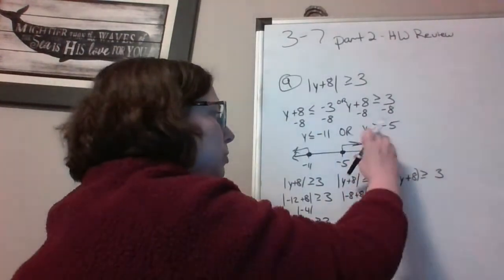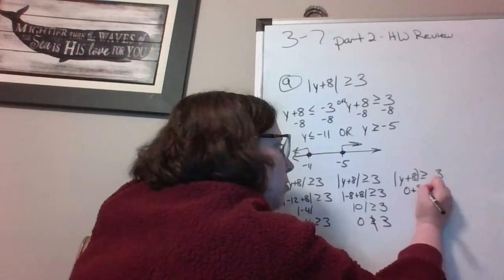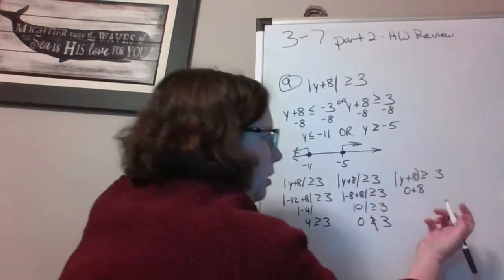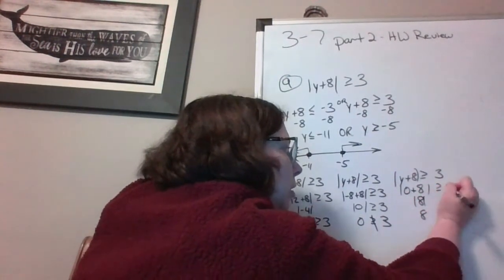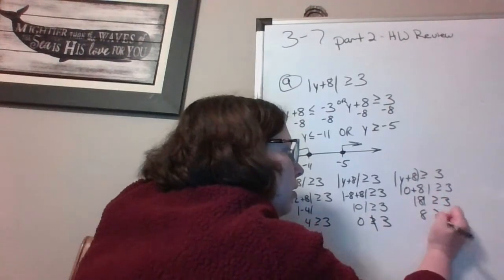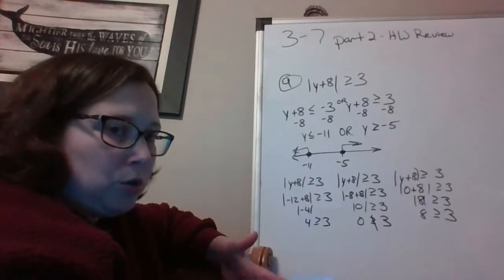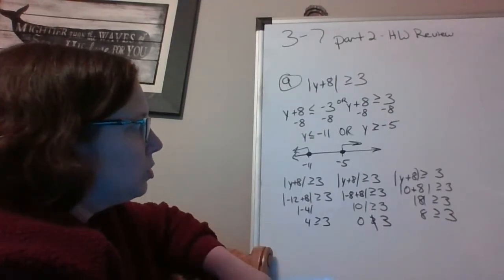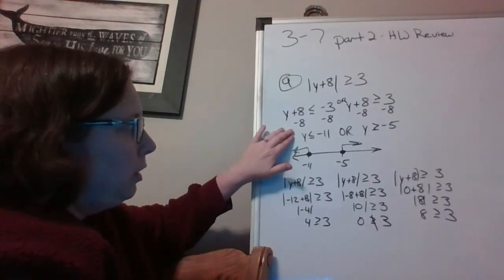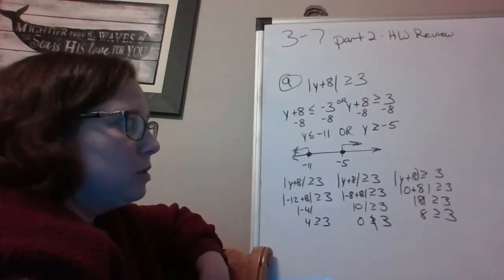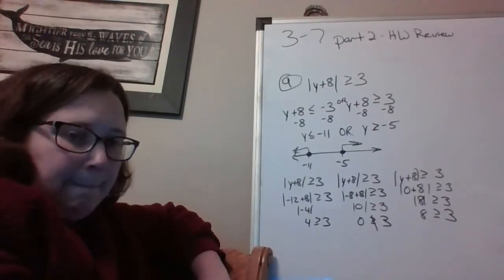And that's good because we wanted something that would not work. In this last one, we want something over here. So here's where we can use 0. 0 is greater than -5, and we get 8 is greater than or equal to 3, which is true. So we know that our solution set was a good one with y is less than or equal to -11, or y is greater than or equal to -5.